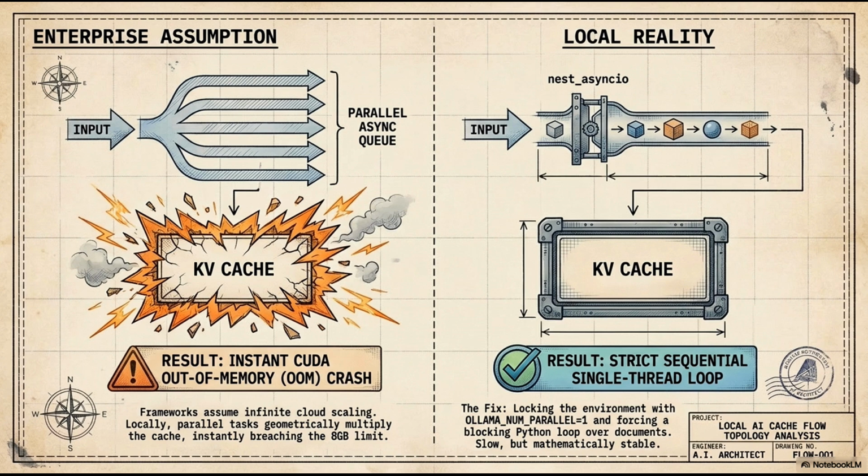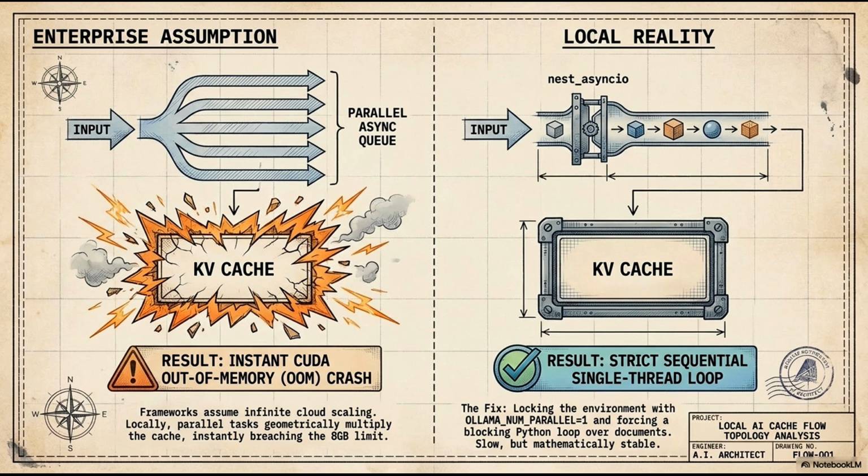So Vitally has to explicitly throttle the framework. He imports the nest_asyncio library into his Python environment to allow nested event loops. But more importantly, he completely rewrites the document insertion logic to be aggressively synchronous. Yeah, he strips out the batch processing entirely.